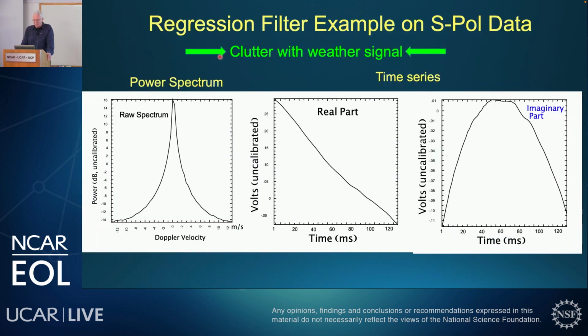I'll have some examples of that. In fact, here's an example. We have the raw spectrum on the left-hand side, that weird tent formation, and there is the real part and the imaginary part of that sequence. That is slow moving, so it looks pretty much like clutter. However, riding on top of that, there is a weather signal down in there. And so we'd like to get at that weather signal.